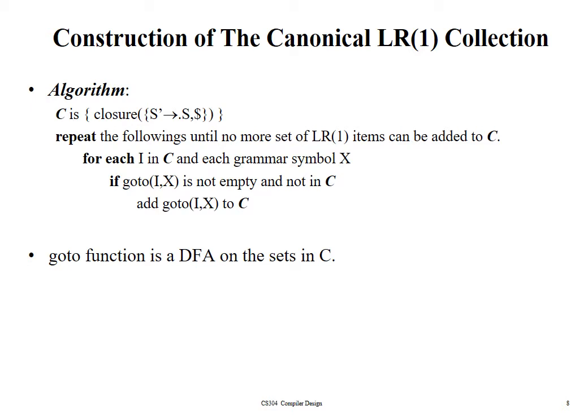The same construction of the LR1 collection is explained using an algorithm, which combines both the closure and go to operations. So we have the closure operation here. One thing you have to notice is that while we add the first item S dash gives dot S, the look ahead symbol is by default dollar. Then repeat the following until no more LR1 items can be added to the closure. For each item in the closure we have to find go to. Again, go to can be represented as a DFA.